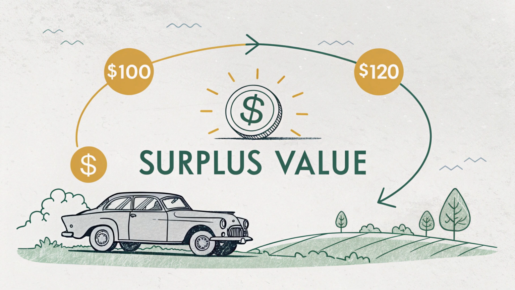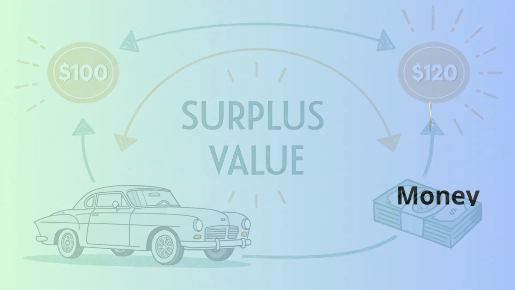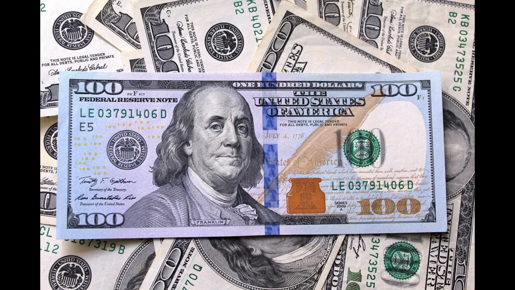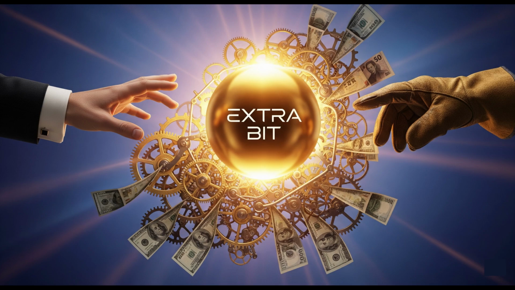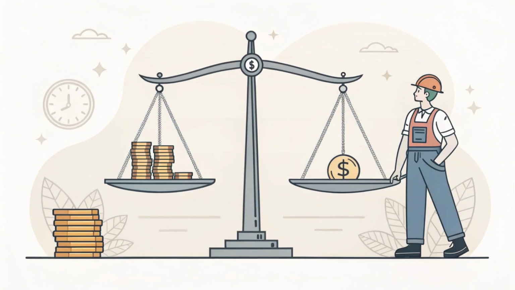Path 2. Exchange for profit. This is a completely different game. Here, you start with money. You take $100 and buy a product, like a vintage car. Then you sell it, not for $100, but for $120. The money came back, but with an extra bit. That extra bit, the $20, is the magic that makes money grow.